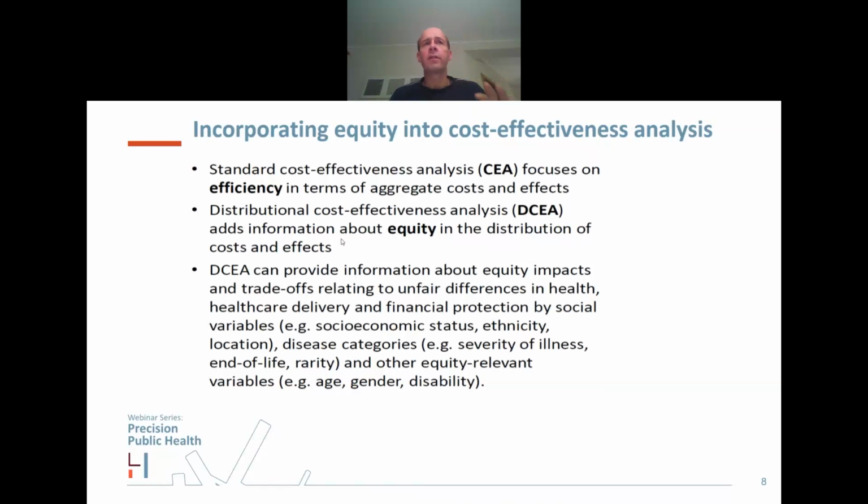This is really, I've already basically said what is on this slide. Now, again, traditional CEA is just about efficiency, just about average health and average cost effects. Whereas distributional cost effectiveness analysis, DCEA, adds information about equity into the distribution of costs and effects.